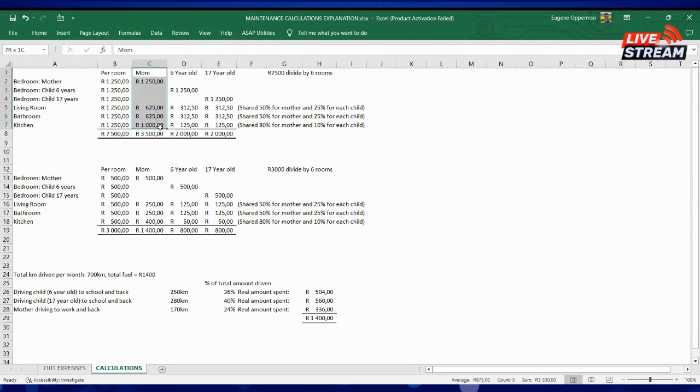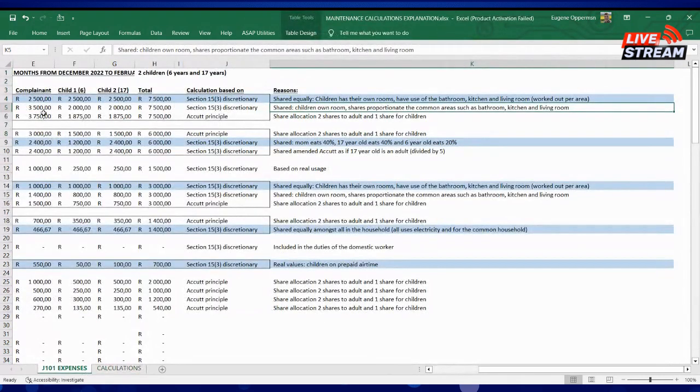So if you calculate those and add those up, it would mean of the total amount of 7,500 Rand, mom needs to pay 3,500 Rand, which equates basically to half, or just a little bit less than that. And then the 6-year-old 2,000 Rand, and the 17-year-old also 2,000 Rand. So that is one of the models that could be used as well.